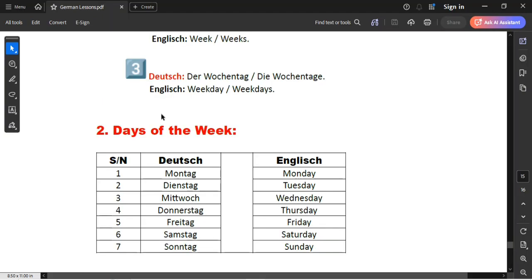Now, having done that, I want us to look at the days of the week, in Deutsch and in English. The first one we have Montag, which is Monday. Then we have Dienstag, which is Tuesday. We have Mittwoch, which is Wednesday. We have Donnerstag, which is Thursday. We have Freitag, which is Friday. We have Samstag, which is Saturday. We have Sonntag, which is Sunday. So we have Montag, Dienstag, Mittwoch, Donnerstag, Freitag, Samstag, Sonntag. So those are the days of the week.